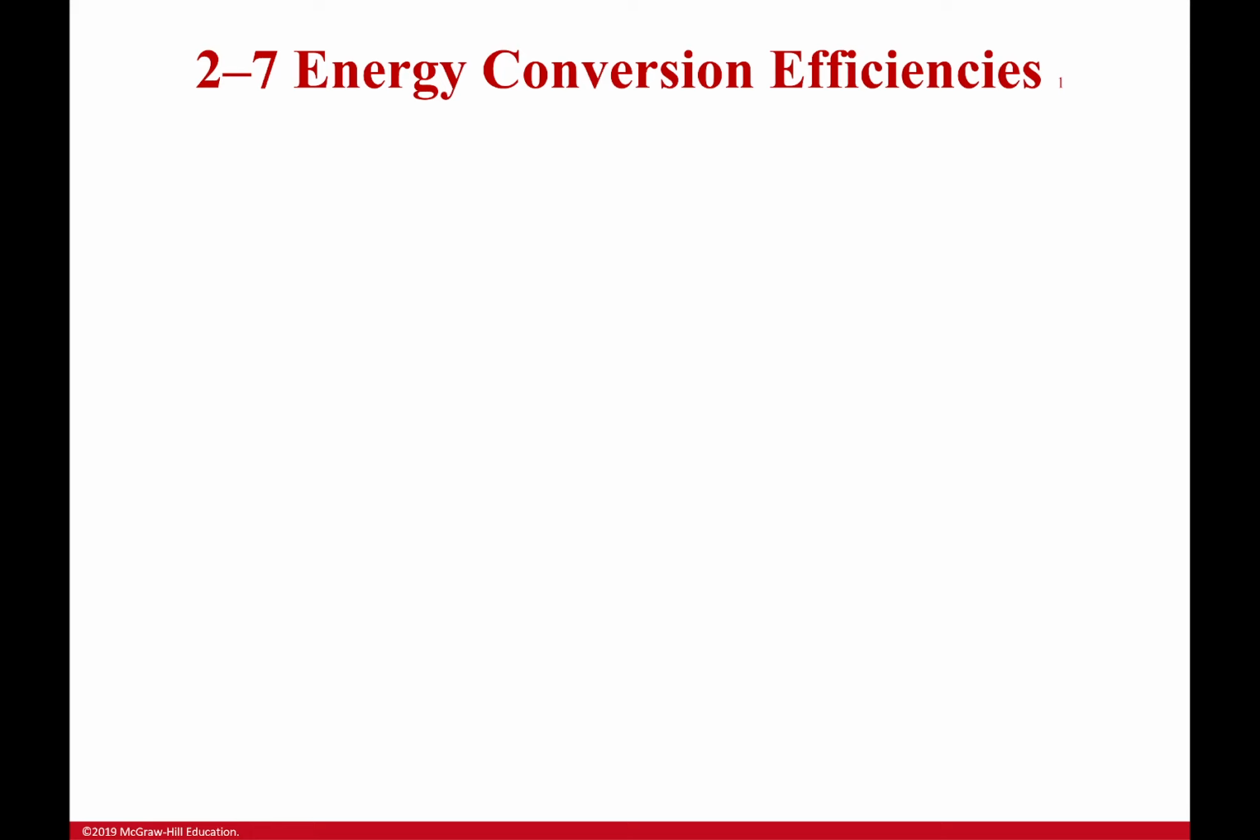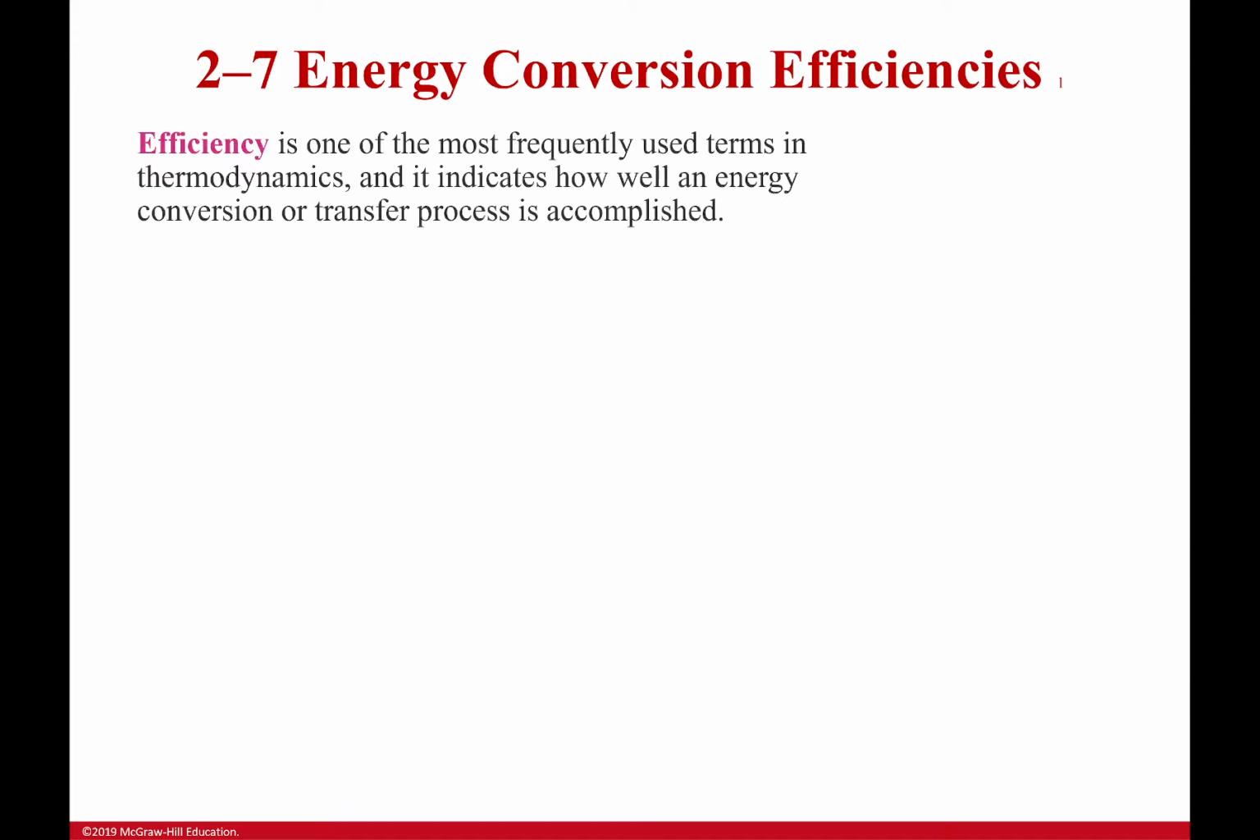Okay, so now we're going to the last section of this chapter, which is all about energy conversion efficiencies. Now, what do I mean by that? Well, it's simply saying how well are you using the energy you have to do what you actually want to do. For example, I could write this as saying efficiency is equal to my desired output over my required input.